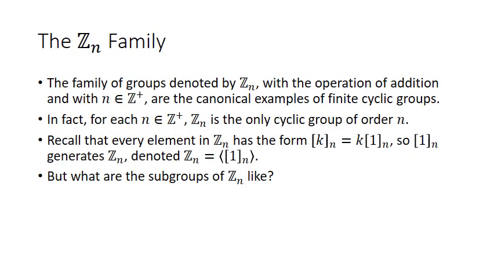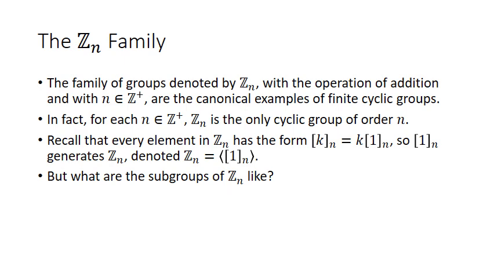Okay, so let's talk first about the Zn family. The family of groups denoted by Zn, with the operation of addition and with n being a positive integer, are the canonical examples of finite cyclic groups. In fact, for each positive integer n, Zn is actually the only cyclic group of order n.